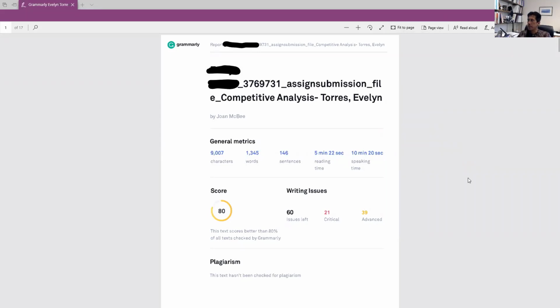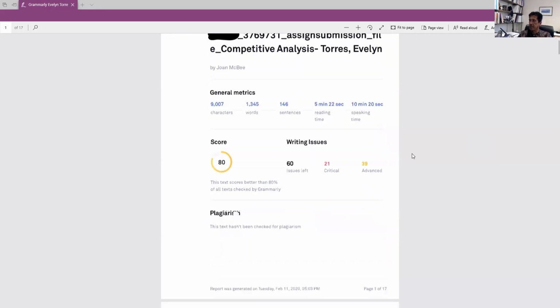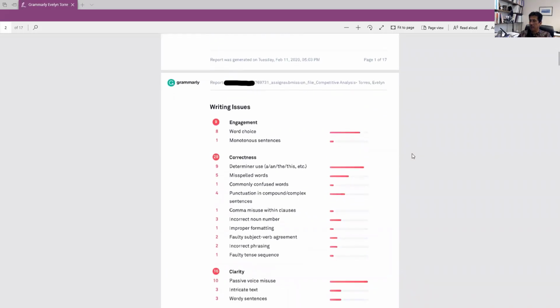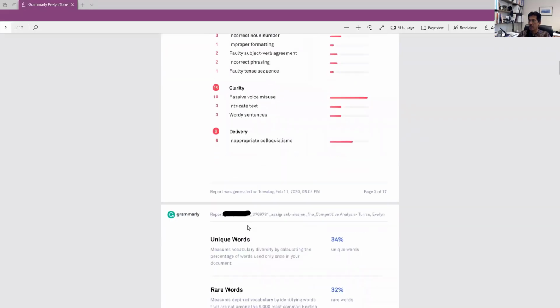Okay, let me know. I'm sorry, I was trying to look for the paper. Let's share this. This is the report produced by Grammarly, and I blocked off the name of the student. So here's the score of the student, and then Grammarly will report the number of writing issues. Additionally, Grammarly will include the length of reading time as well as speaking time for the paper. So here is the detailed report made by Grammarly in terms of general categories for writing issues: engagement, correctness, clarity, delivery, and so on and so forth.